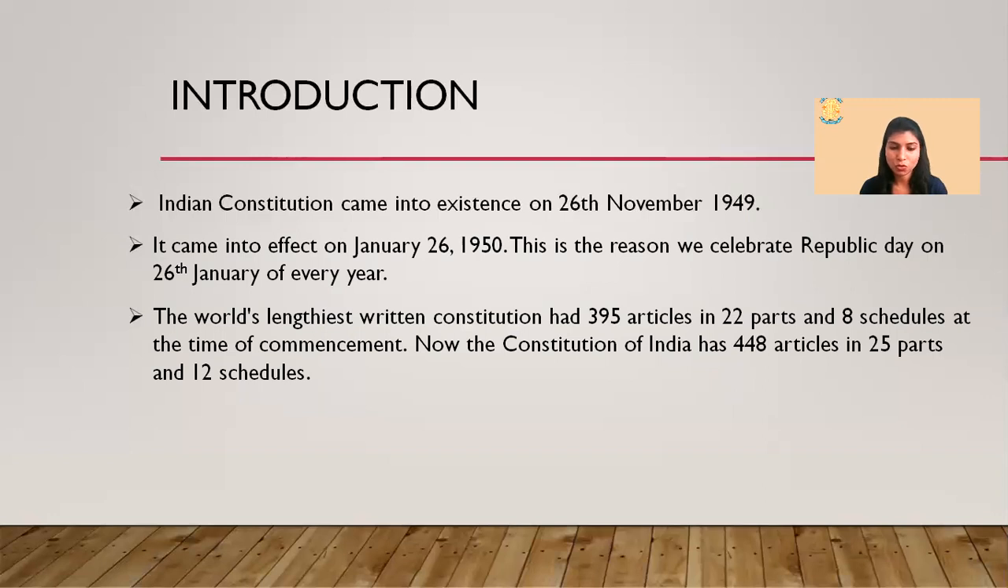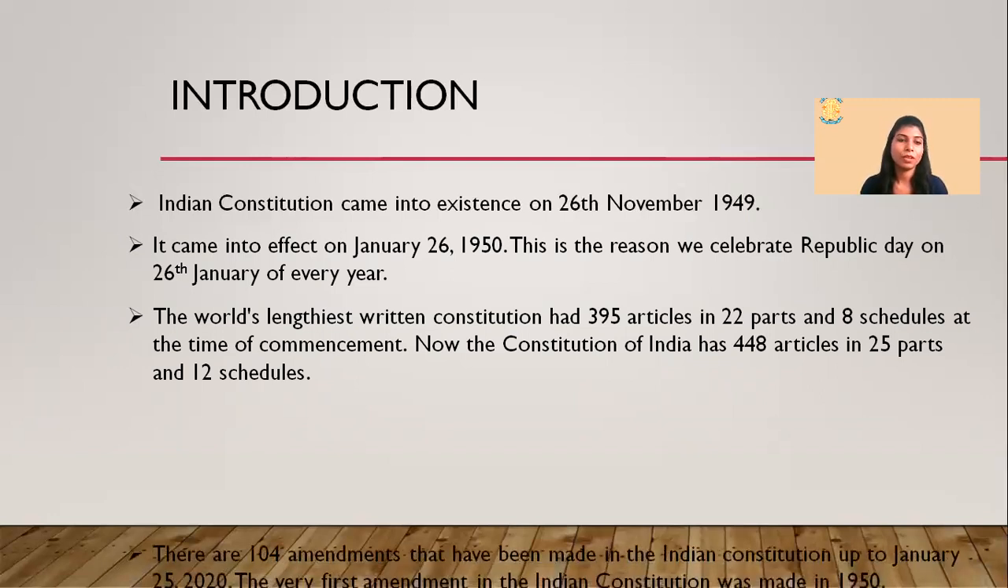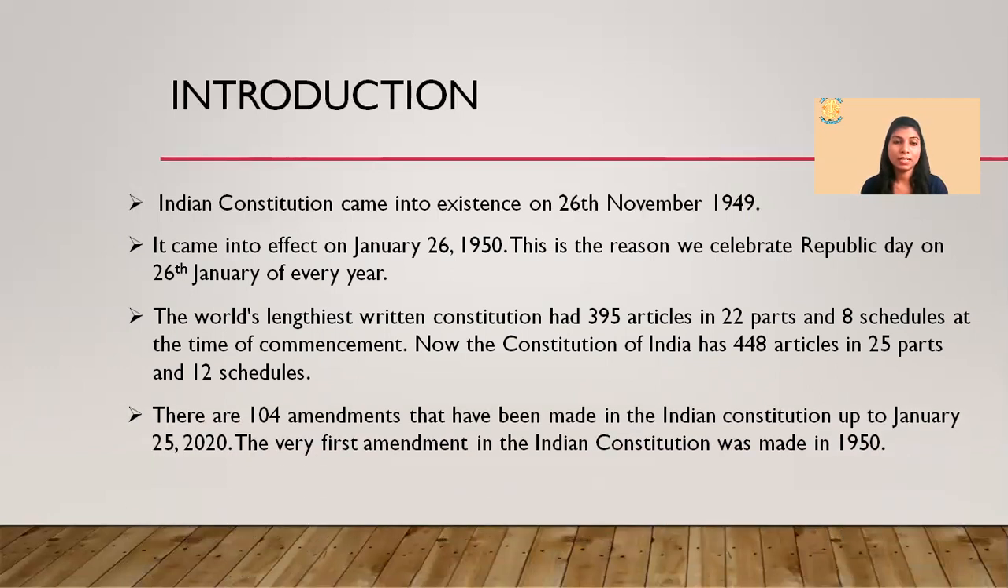So the Indian Constitution originally had 8 schedules, and 4 more schedules were added by different amendments. There are a total of 104 amendments that have been made in the Indian Constitution till now. The very first amendment was made in 1950. Now, what is meant by amendment? Amendment means any correction or change, which we call an amendment.